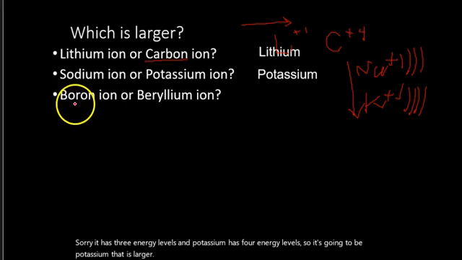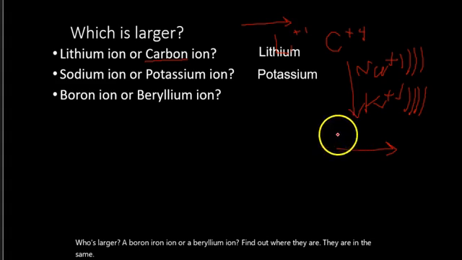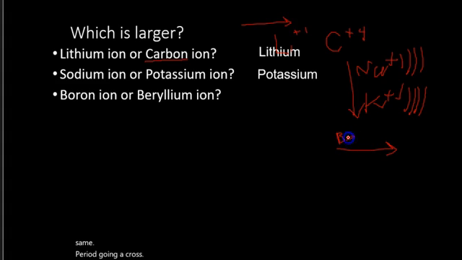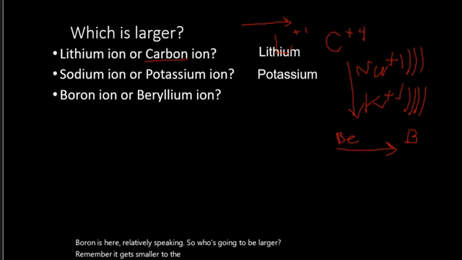Who's larger, a boron ion or a beryllium ion? Find out where they are. They're in the same period going across. Beryllium is here, boron is here, relatively speaking. So who's going to be larger? Remember, it gets smaller to the right, so beryllium is going to be larger.